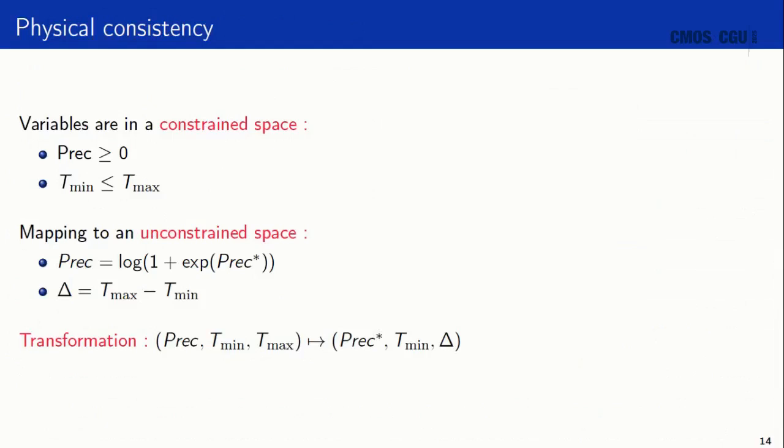Basically, precipitation is going to be seen through this softplus transformation. We're going to work with prec star here. Prec star is not constrained. When it becomes very large, this term cancels out, and precipitation is equal to prec star. And if prec star is very large but on the negative side, this term will cancel, and we have log 1, so precipitation is 0. So this is the first mapping. And for the other one, we're going to be working with delta, which is the difference between Tmax and Tmin. Delta will also be forced to be positive. So basically, we make this transformation from our original variables to these, and then when we simulate, we transform back.